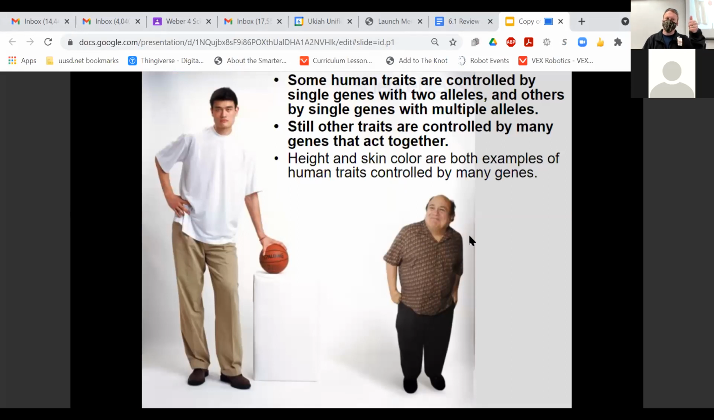Danny DeVito. Yeah, I don't remember how tall Danny DeVito is. I know he's shorter than I am.